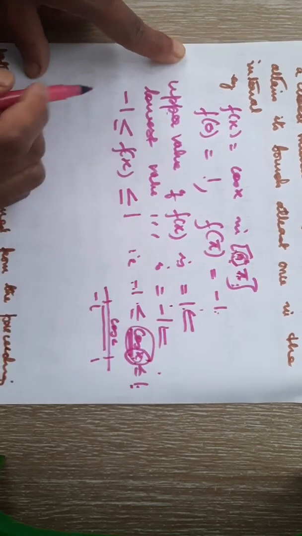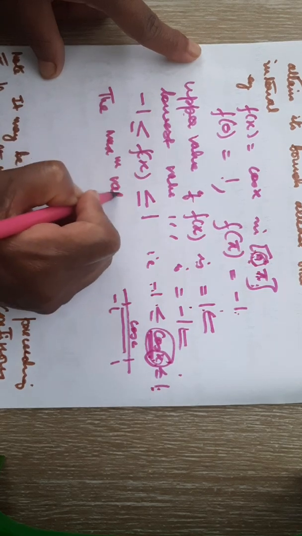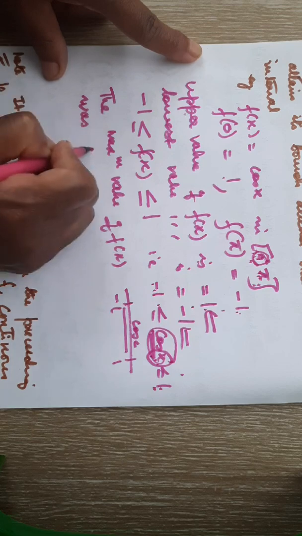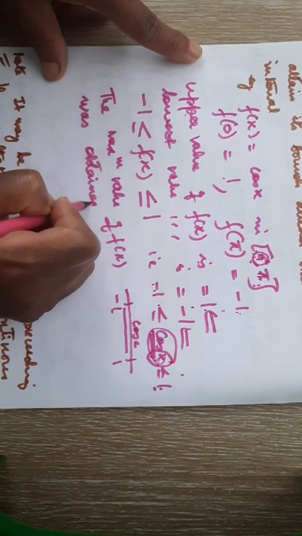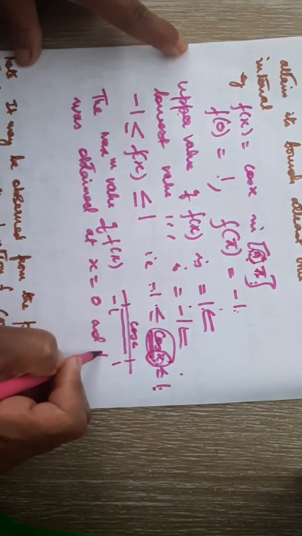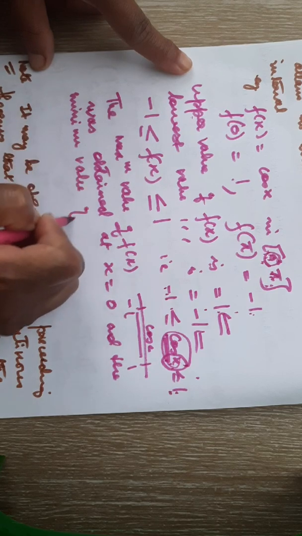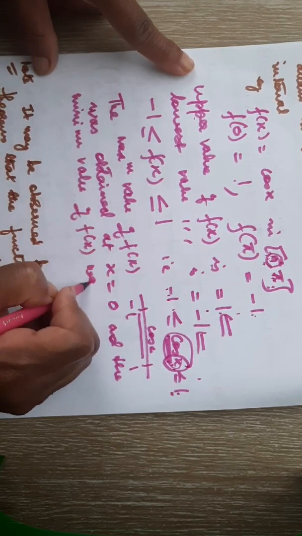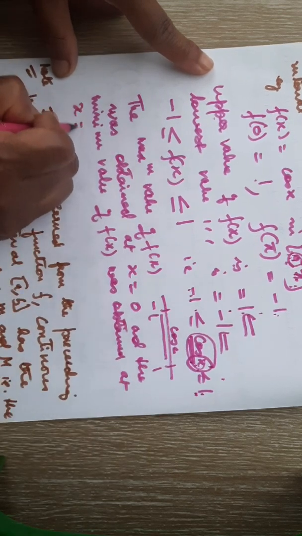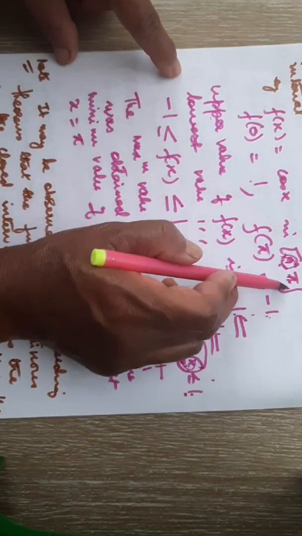It is attained at x equal to 0. The maximum value of f of x was obtained at x equal to 0, and the minimum value of f of x was obtained at x equal to pi, which are both points lying in the interval 0 to pi.